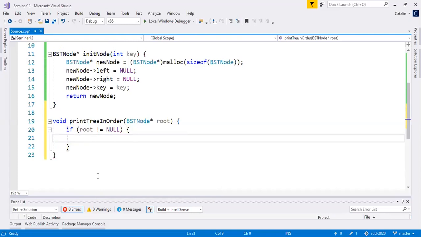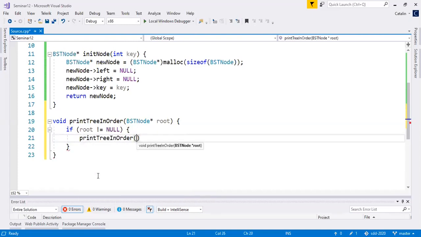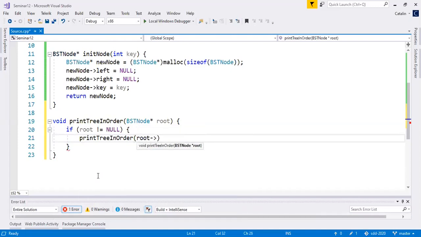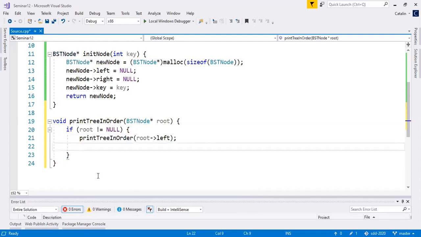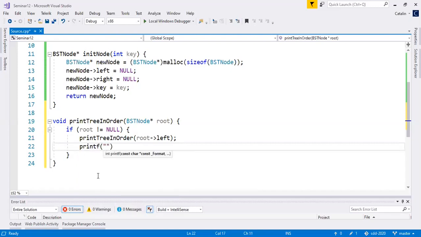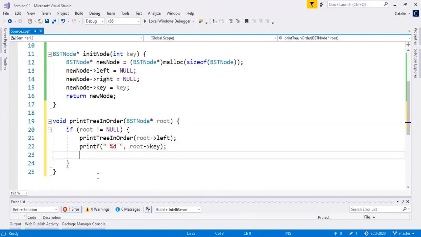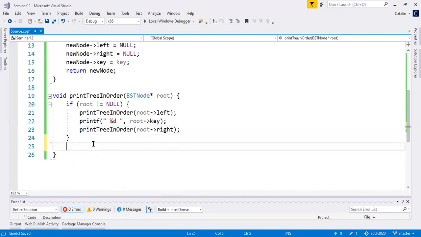Okay, now we print the tree in order by following the left side. When we come back from this recursive call, we print the key. So printf %d, and here I have root key. And after that, we follow the other side, print tree in order, which is root right. Okay, so this is in order. And here just return.